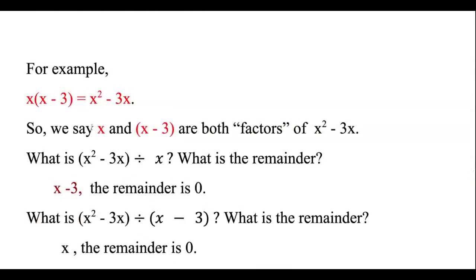Let's see this example. We have x squared minus 3x. This one can be factored as x times (x minus 3). So this one has two factors, x and x minus 3. And of course, 1 is a factor and itself is a factor, right?